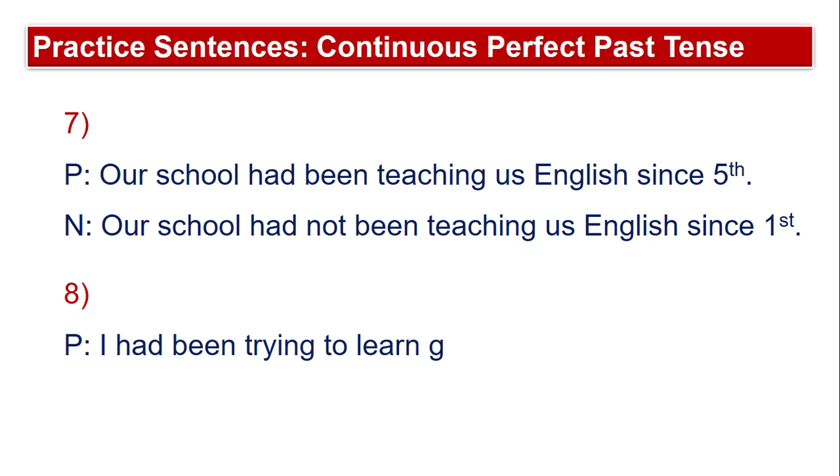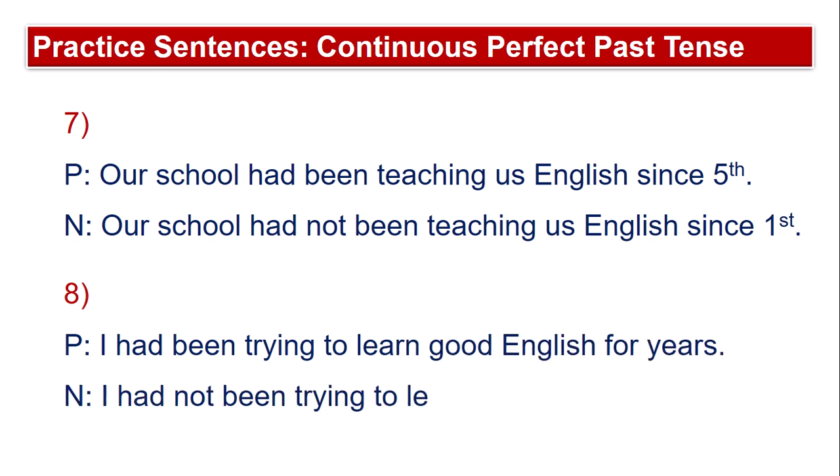I had been trying to learn good English for years. I had not been trying to learn good English, good Hindi for years. So Hindi is our native language, so we don't need to learn that, and that's why the cohesiveness between the positive and negative sentences can be maintained. I had been trying to learn good English and not Hindi, right?